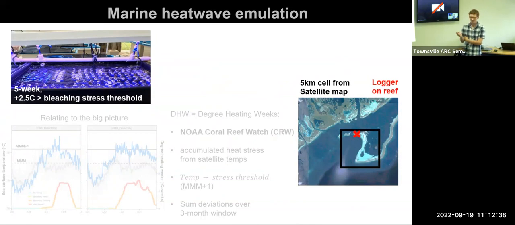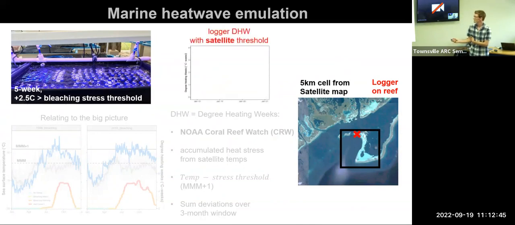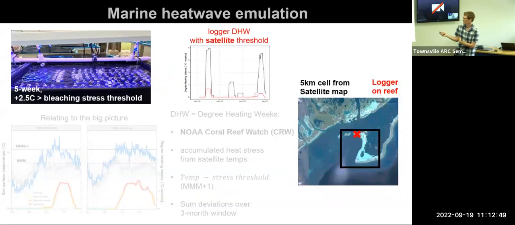So if we take that satellite baseline and we implement that into the temperatures we've been measuring on the reef, you can see in black from that reef, you had in the last 3 years 2 heat stress events of about 4 degree heating weeks. And from the loggers, it looks like it was only about 0.5 degree heating week. So it's a bit of a mismatch. Actually, when we then calculated the temperatures in the heat stress experiment, it was like mass bleaching in this experiment happening at 3 degree heating weeks, which didn't make sense.